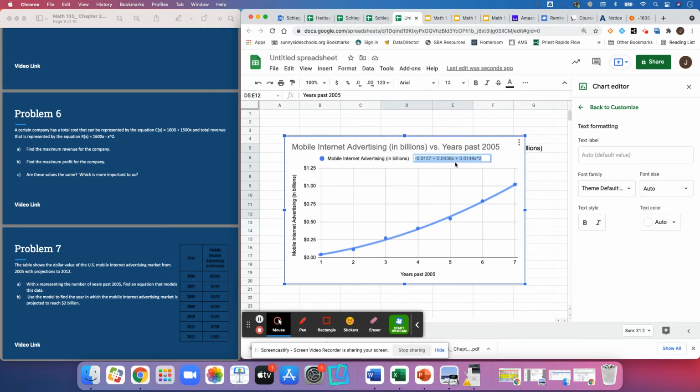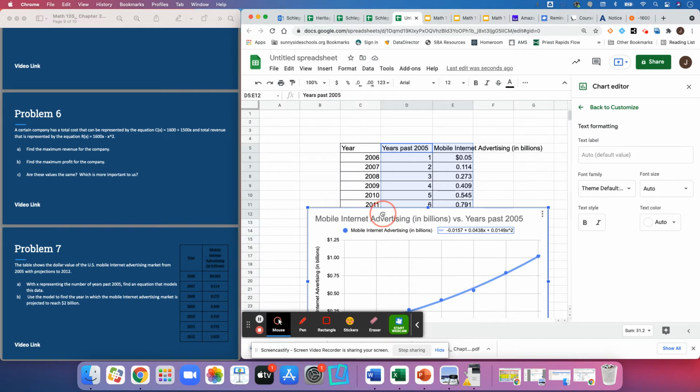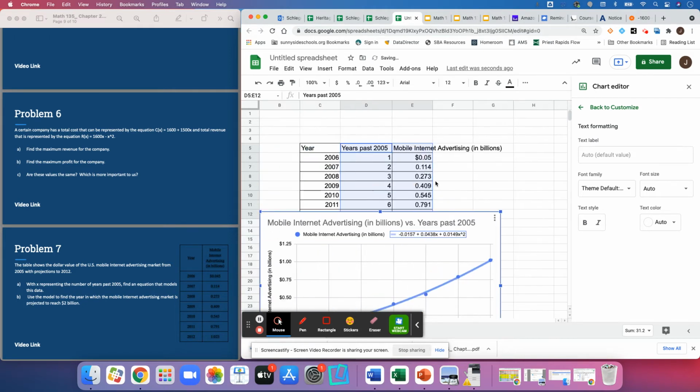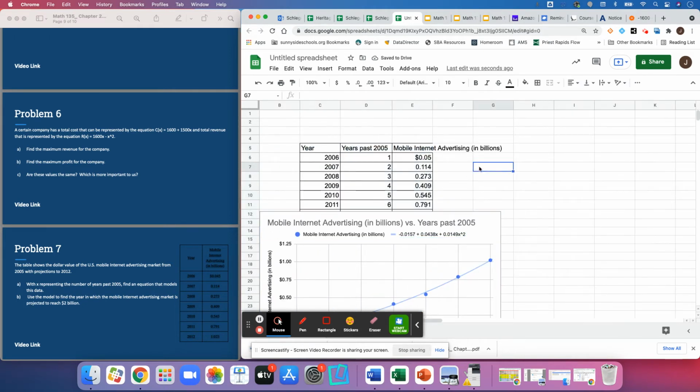Straight from there, everyone, I'm going to copy that. We are asked first for the equation that represents the data. So there's an equation that represents the data, and I'm going to put the equation right here.